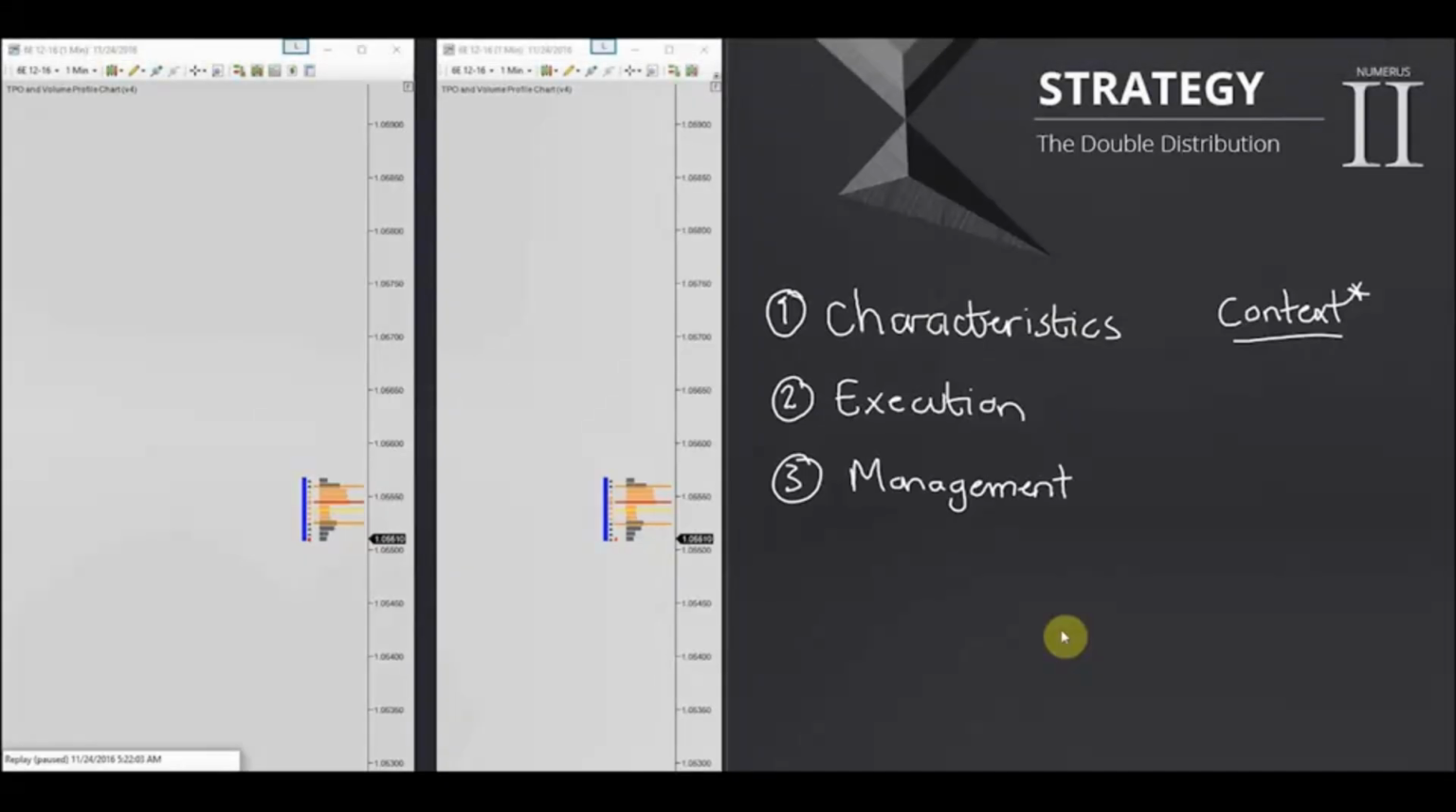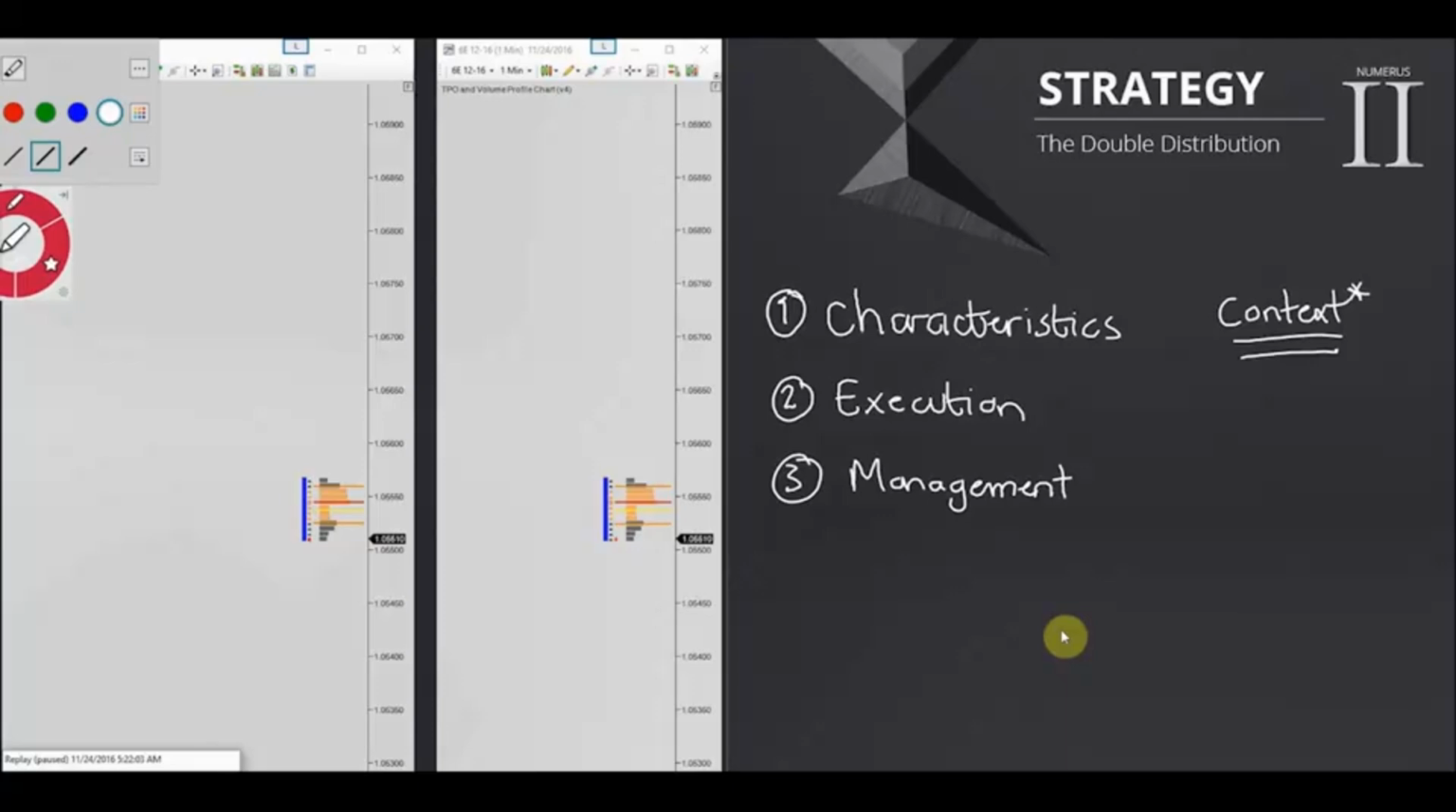Welcome to the replay series again, this time for strategy 2, which will be the double distribution strategy. Again, just a few things to point out before we actually go through the strategy. Don't forget, first and foremost, we have to develop context.